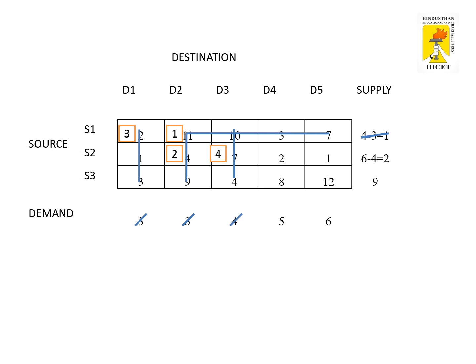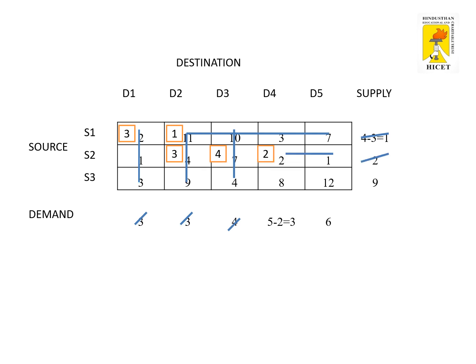Now from the remaining table, find the northwest corner, that is S2, D3, and compare the S2 supply, that is 6, and the demand for D3, that is 4, and allocate the smaller, 4, to the cell S2, D3. The demand from D3 is completed, so cancel the column D3. The remaining supply for S2 is 6 minus 4 equal to 2.